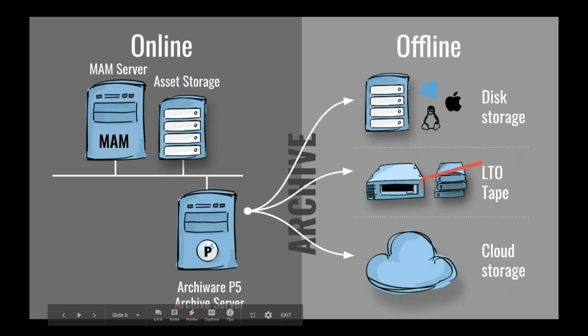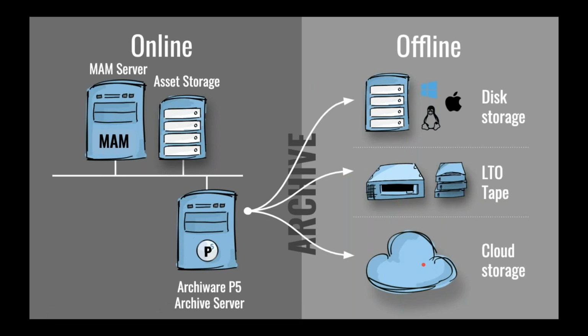I would say tape is probably the most common storage used for archive right now because it has excellent capacity versus cost. But we have a lot of customers looking at cloud storage in addition to tape at the moment because the cost of cloud storage is coming down. So via our P5 archive server, we will be making a selection of assets via the MAM and sending those off to tape or disk or cloud.